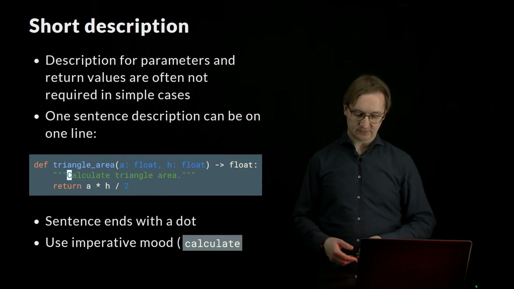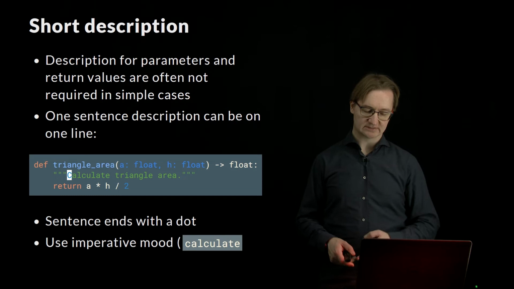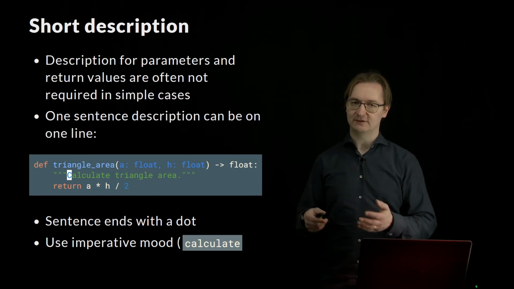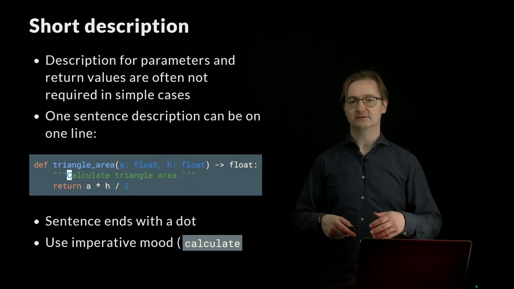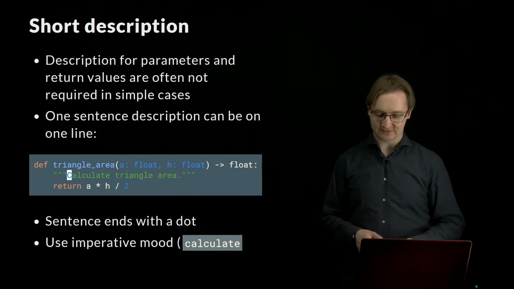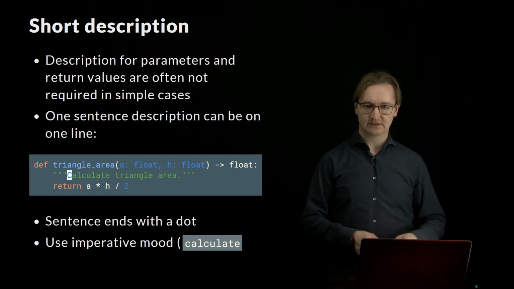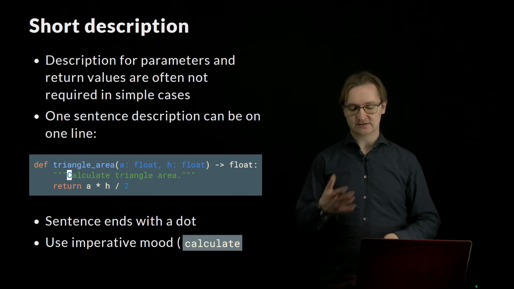The sentence ends with a dot, and you have to use imperative mood in the sense that you say what the function has to do, so calculate something. You should not just describe what this function does. So it's not "this function calculates triangle area". Instead you just say "calculate triangle area". And this is actually checked.